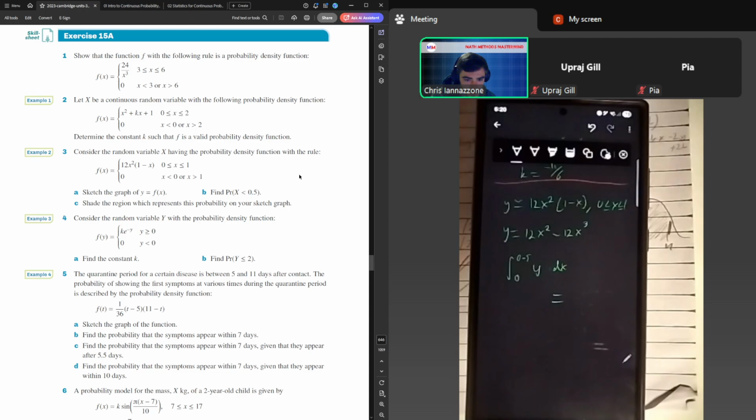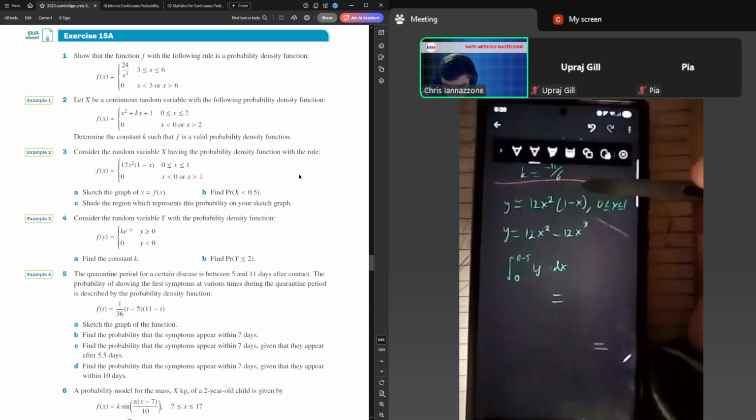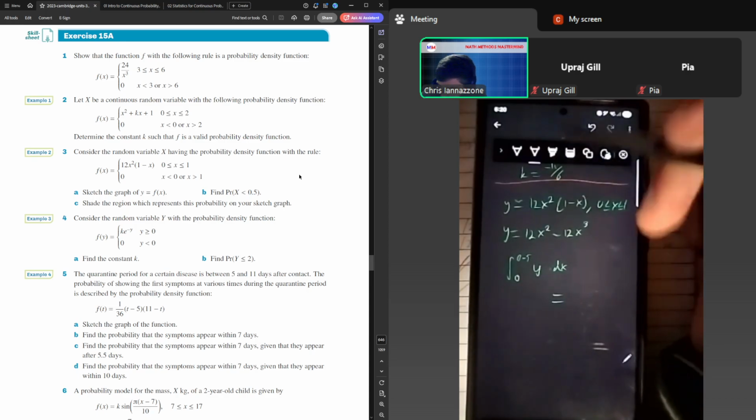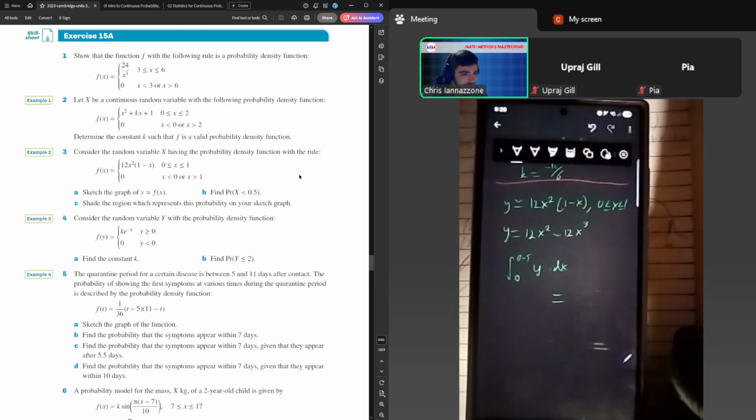Does anyone want to see that happen again? Or happy to move on? Oh, hang on. How do we know which value to put first in the integral? Which value to put first? I'm not too sure what you mean by which value to put first. Oh, yeah, okay. So that's when it says less than 0.5.